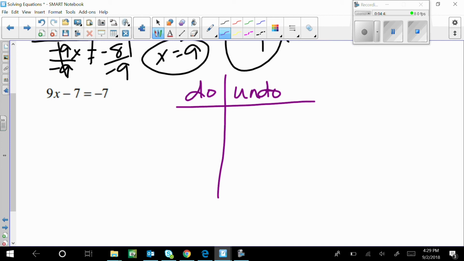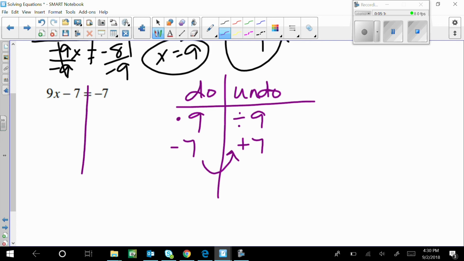First thing I have, there's no grouping, there's no exponents, but I do see multiplication. So I'm going to say multiply by 9, and then I'm subtracting 7. So I have to do my undo, my inverse operation of -7 is plus 7. My inverse operation, or my undoing of multiplying by 9, is dividing by 9.